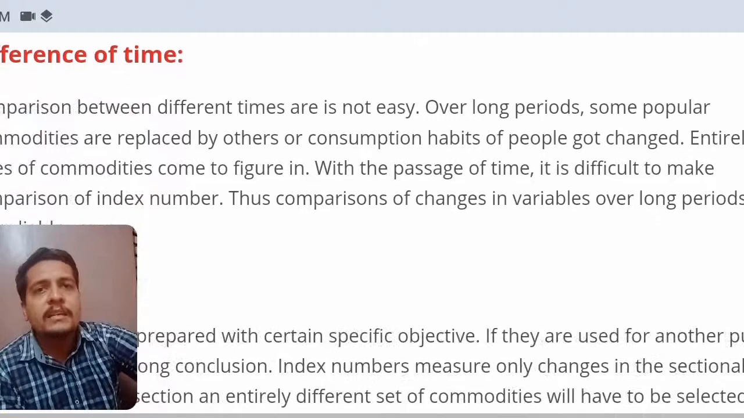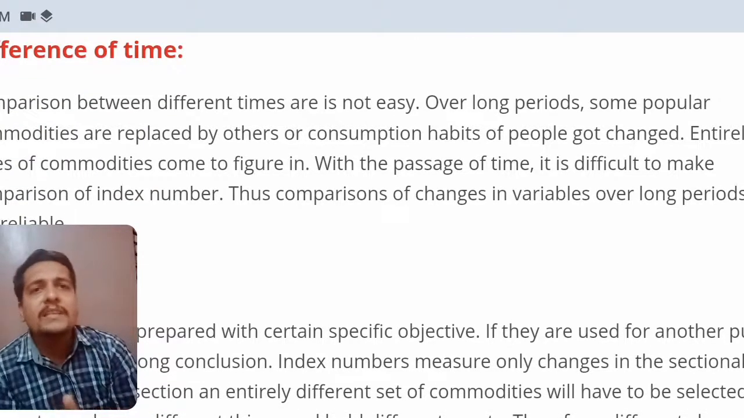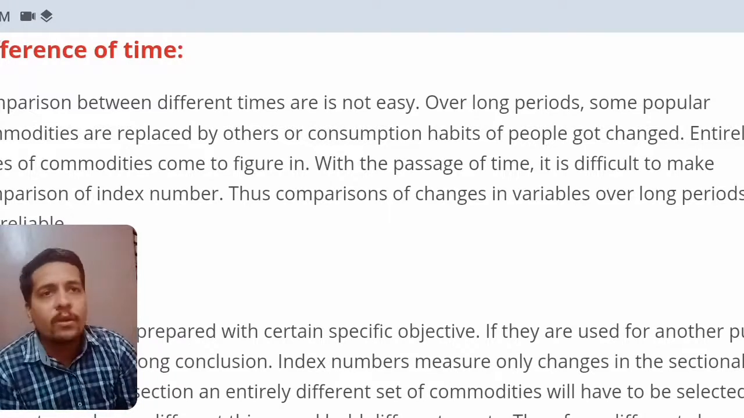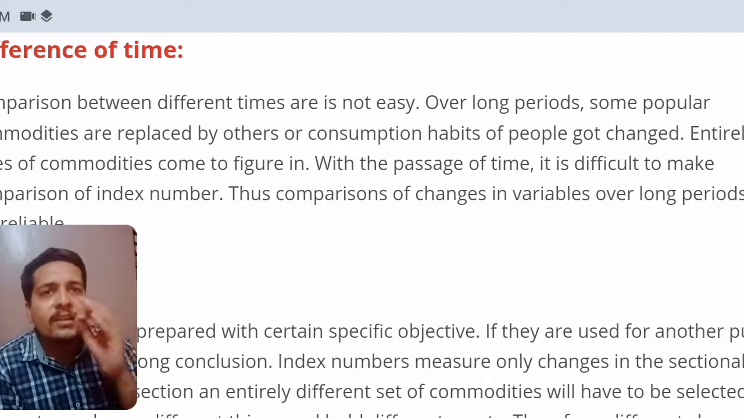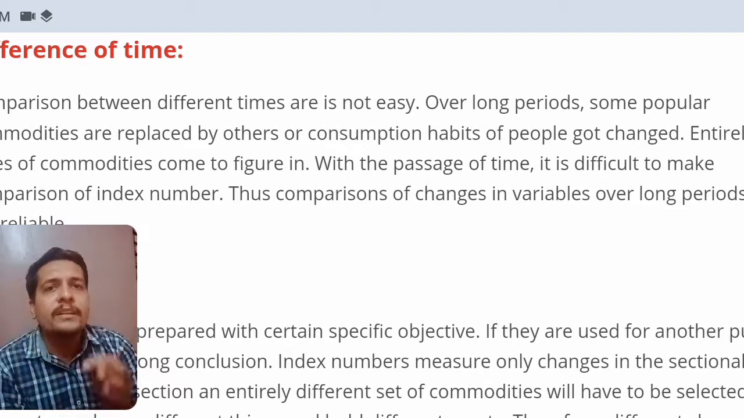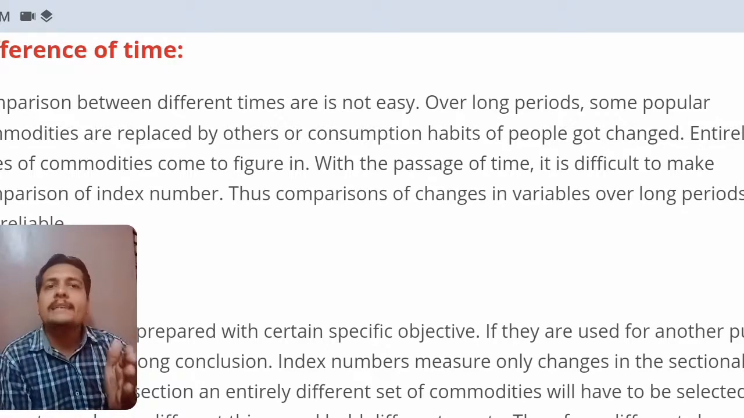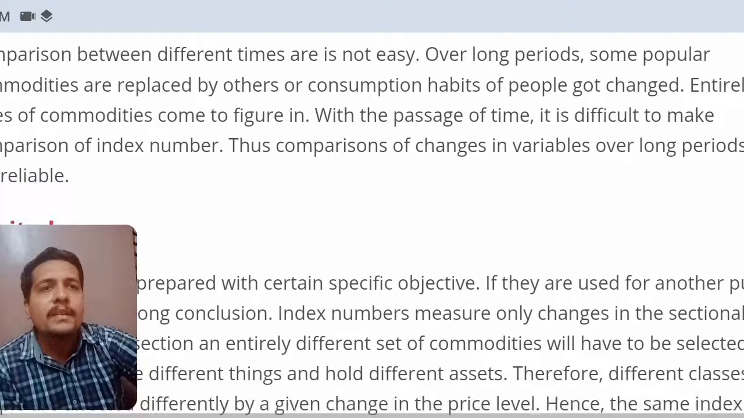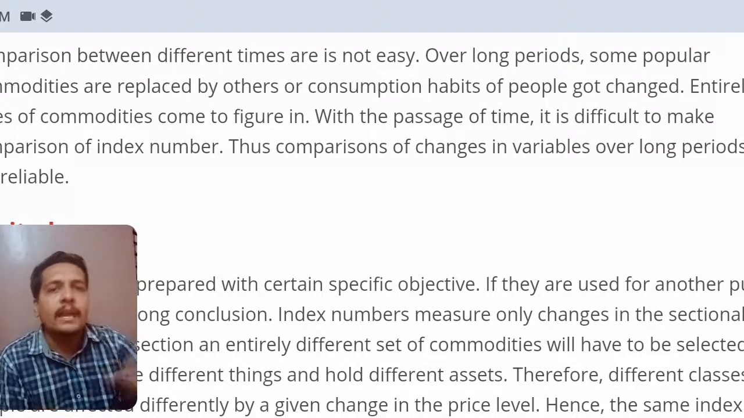After that, difference of time. This is very much important. Comparison between different times is not easy. Over a long period, some popular commodities are replaced by others or consumption habits of people change. Entirely new types of commodities come into the picture. With the passage of time, it is difficult to make comparison of index numbers. Thus, comparison of changes in a variable over a long period of time is not reliable.